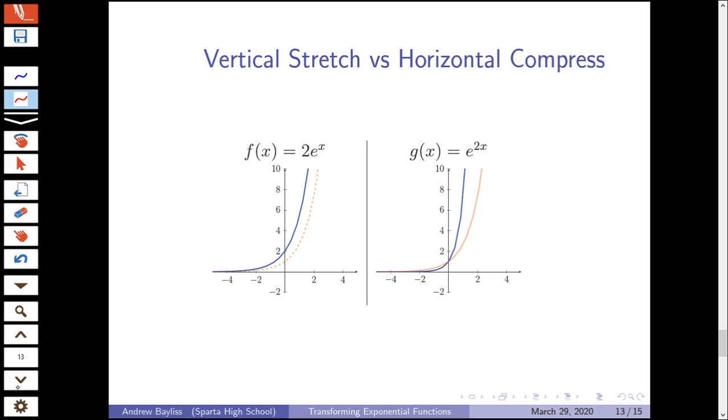Now, here I went ahead and graphed and compared a vertical stretch versus a horizontal compression, right? So the first graph, this f of x, tells us to take all of these y distances and double them. So you'll see our y-intercept is now at (0, 2), and really the new graph is above the just e to the x graph. This dashed red line there is an e to the x graph, and you can see everything here, this y distance right here, has been stretched up and kind of doubled.